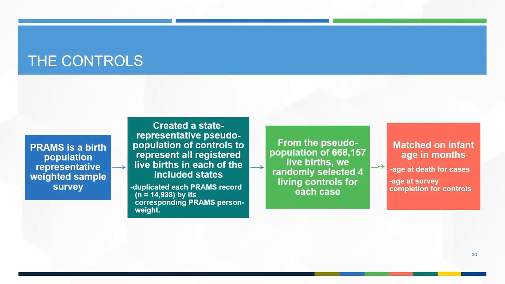We created a state representative pseudo-population of controls to represent all registered live births in each of the included states. To do this, we duplicated each PRAMS record by its corresponding PRAMS person weight. Then, from the pseudo-population of over 600,000 live births, we randomly selected 4 living controls for each case. Controls were then matched to cases on infant age, so age at death for cases, age at the time of survey completion for controls.